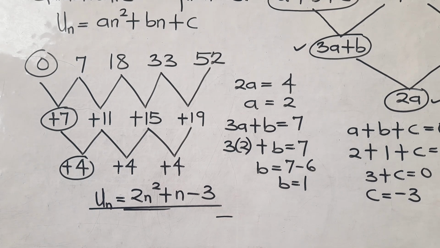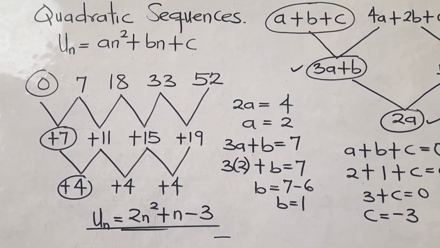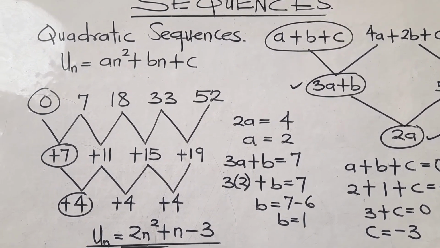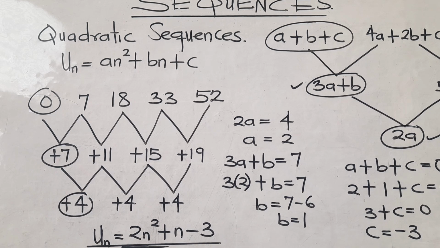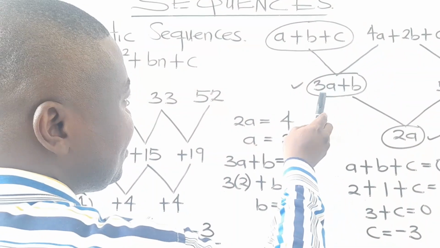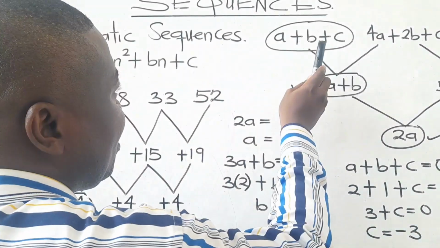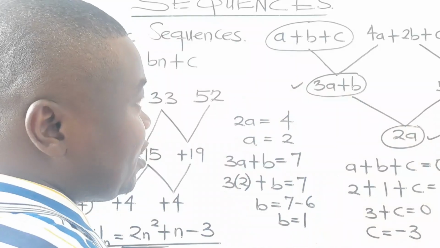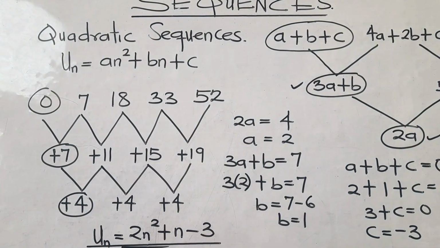But I just want us to take something back: for this, the second difference is 2a. First difference is 3a plus b, and the first term is a plus b plus c. Wow. So in the next example, it's going to be a lot shorter.